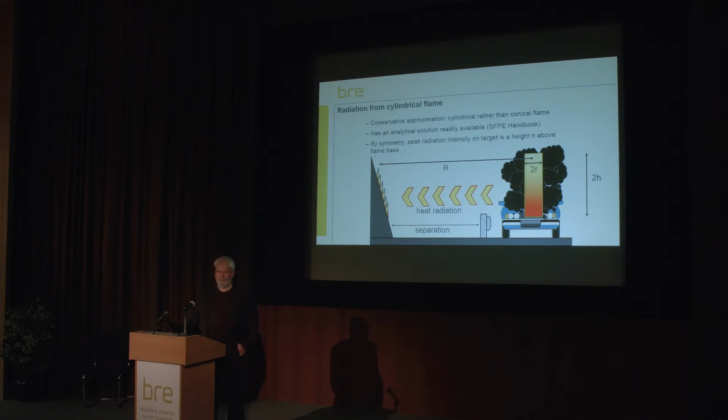So the next thing to do is to work out what the radiation is going to be on the target. So I've made simplifying assumptions on the geometry of the situation. So I've assumed a cylindrical flame. The reason for doing that is that there are then analytical expressions that will allow you to estimate the radiation incident on the target. So by symmetry, if you work out your target point as opposite the halfway point up here, then that will be the place of peak radiant intensity.